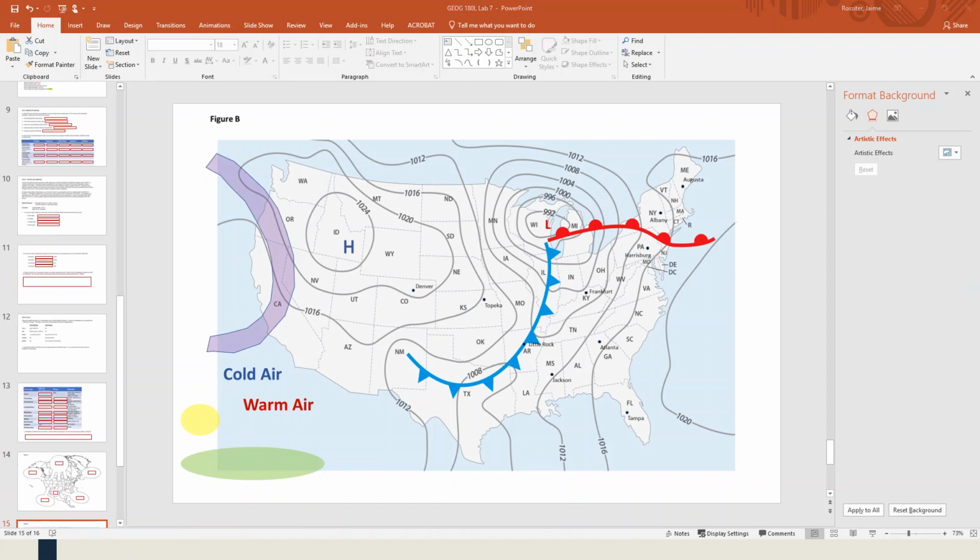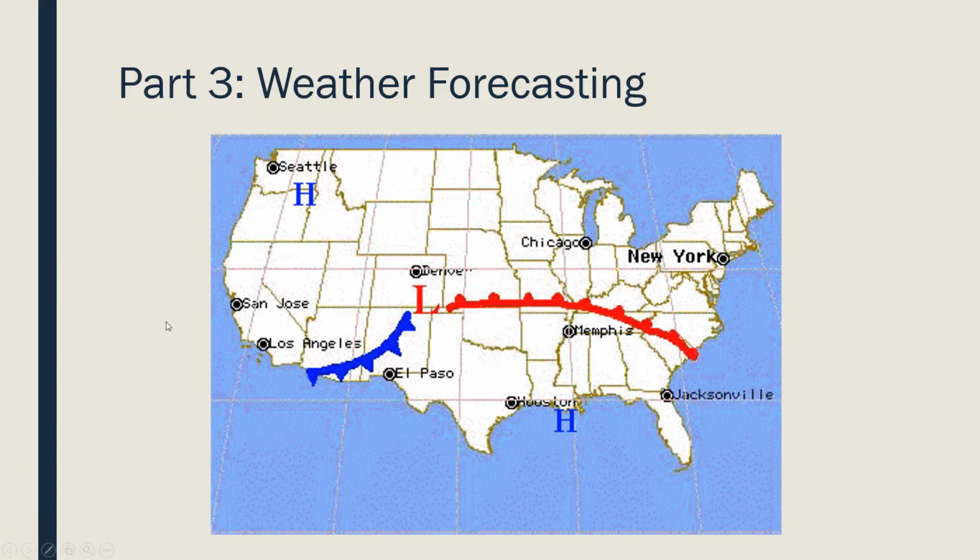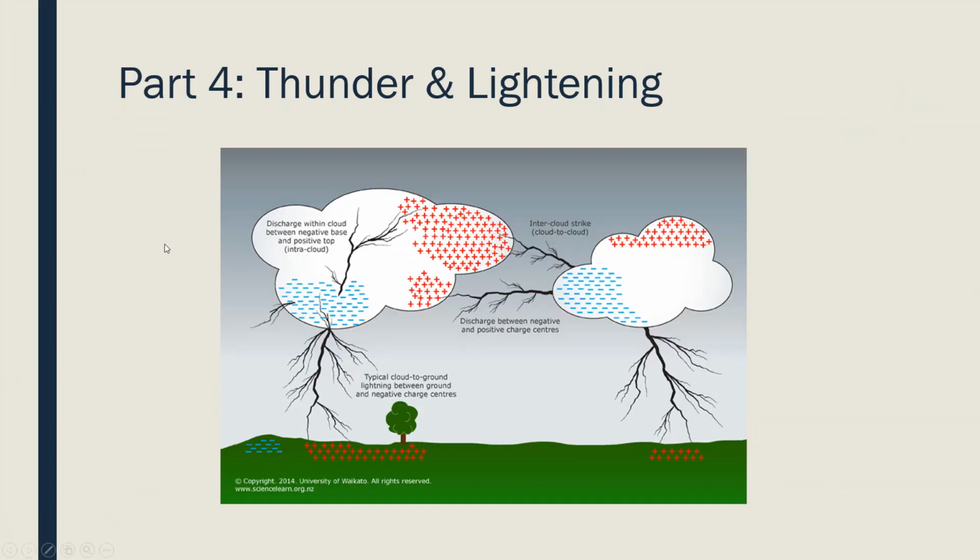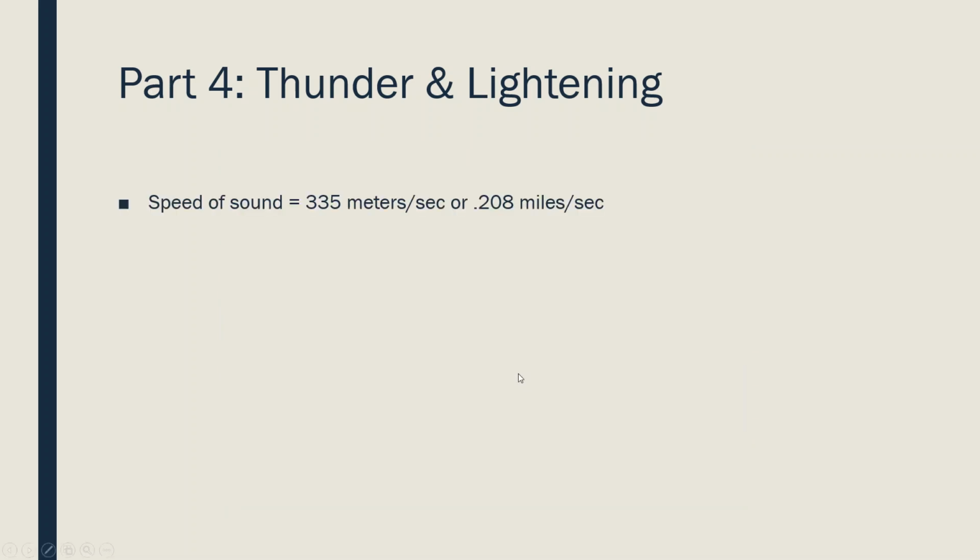Let's go back to my lecture. So that's the weather forecasting. Part 4 is very straightforward. It's all about thunder and lightning. We get thunder because we get these positive and negative ions that get separated inside of a cloud, and then they snap back together and discharge electricity. And when they discharge that electricity, we see lightning and hear thunder. Sometimes we don't get to see the lightning, but that's what the thunder is.